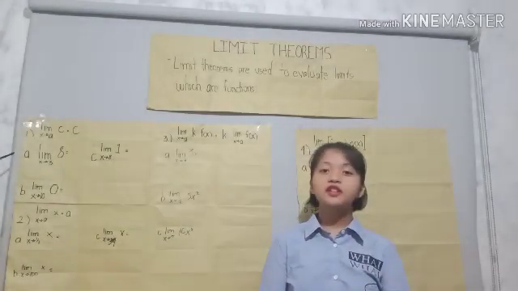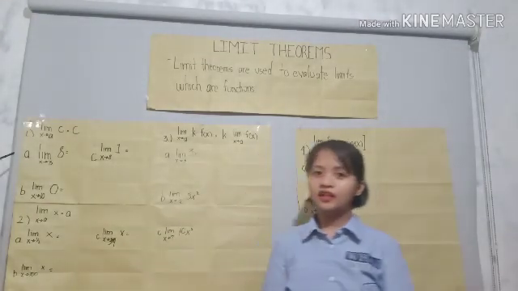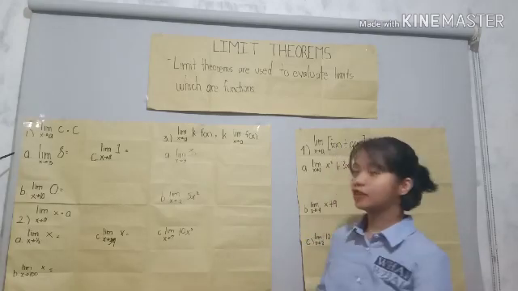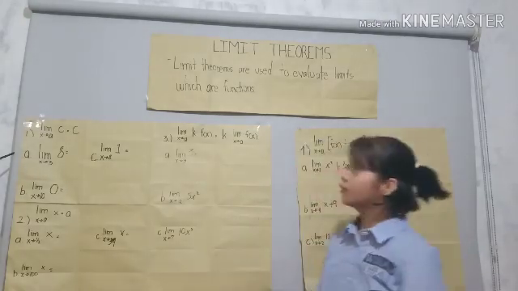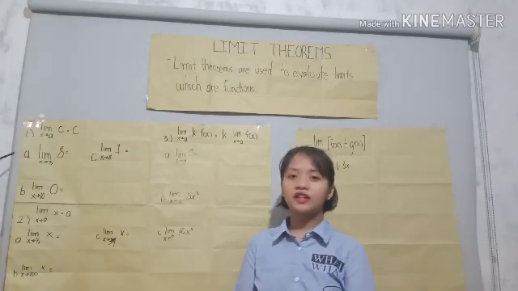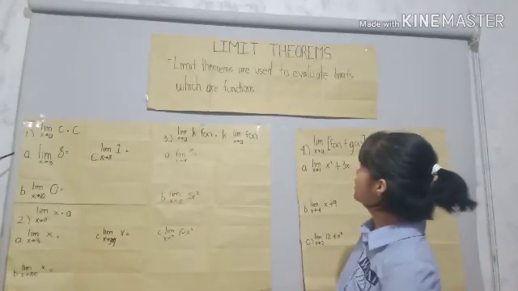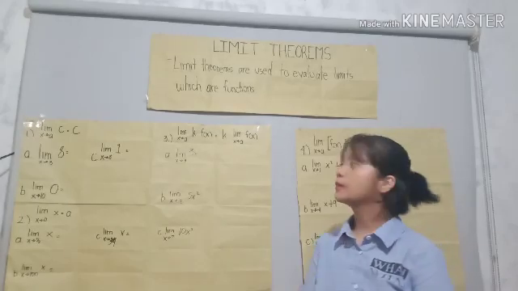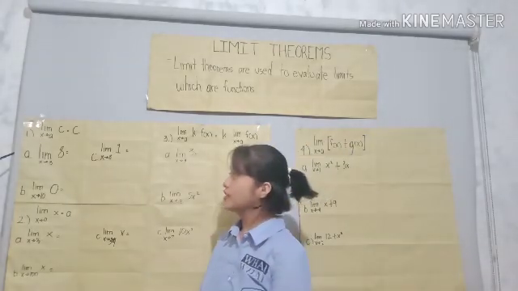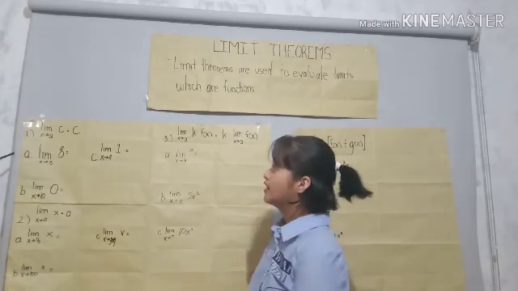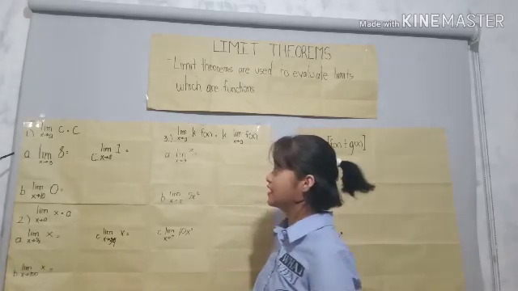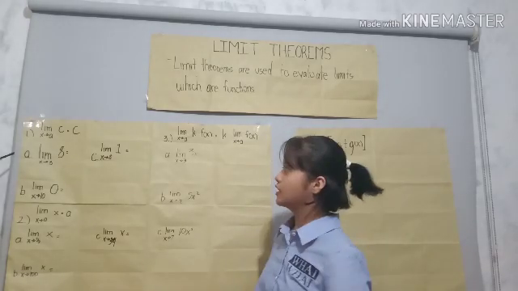Good day, everyone. So today we're going to discuss the 7 different limit theorems. First, let us know what limit theorems are for. Limit theorems are used to evaluate limits of functions. The first limit theorem states that the limit of a constant as x approaches a is equal to the constant.